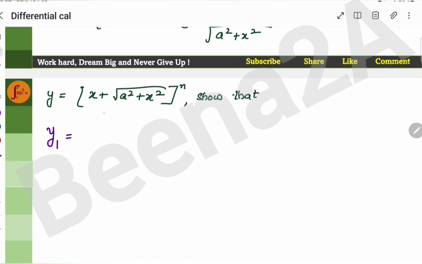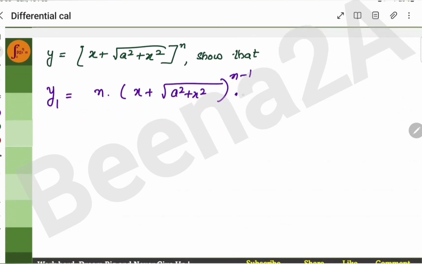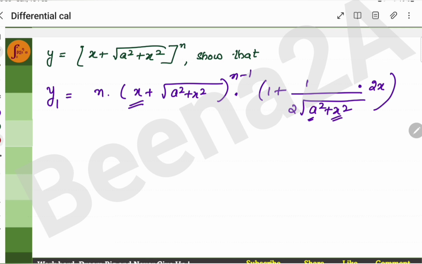We'll use a theorem. This is x to the power n, so it'll be n into x to the power n minus 1. Instead of x, we have this entire long expression, to the power n minus 1. Now we'll use the chain rule, that is, you have to put multiplication here. What is the derivative of x? 1. What is derivative of root of a square plus x square? Derivative of root is 1 by 2 root a square plus x square. Now again, when you're putting chain rule, you have to put a multiplication here. Derivative of a square is 0. Derivative of x square is 2x. Now 2 and 2 will get cancelled. I'll take LCM here. So first let me write this.